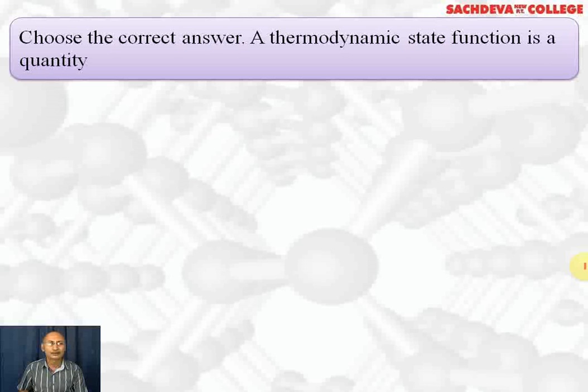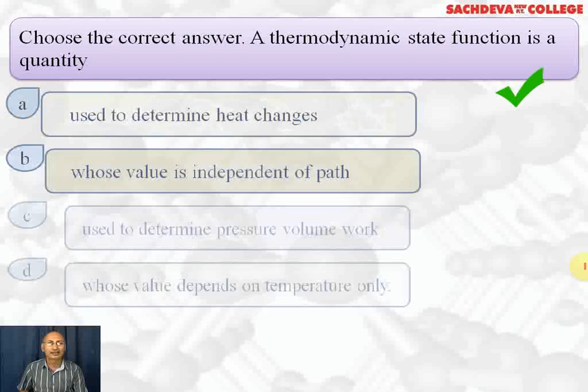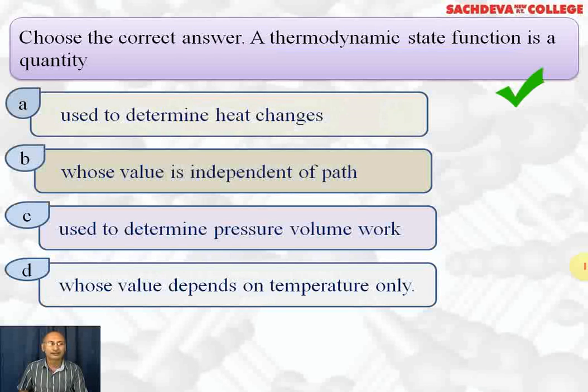Next question, choose the correct answer. A thermodynamic state function is a quantity used to determine heat changes, whose value is independent of path, used to determine pressure volume work, whose value depends upon temperature only. Correct answer is B. A thermodynamic state function depends upon the initial and final state of the system and not on the path. That is, it is independent of the path.